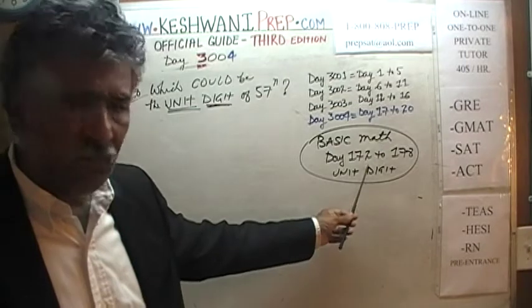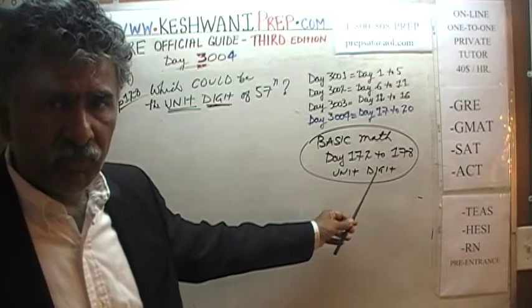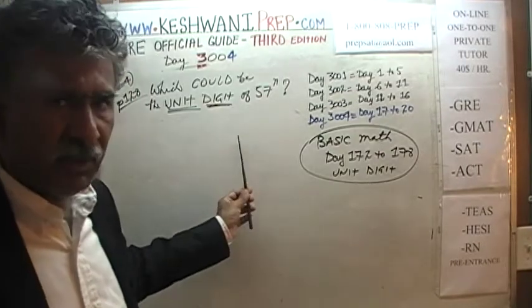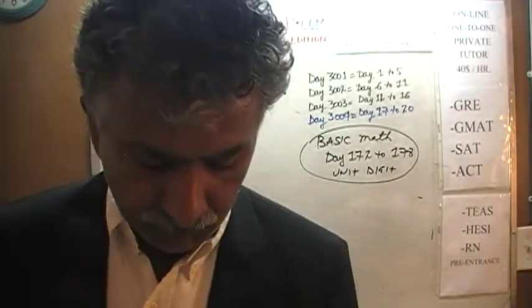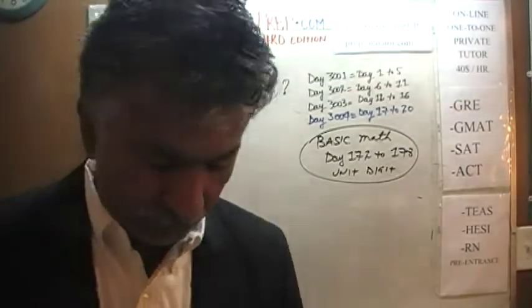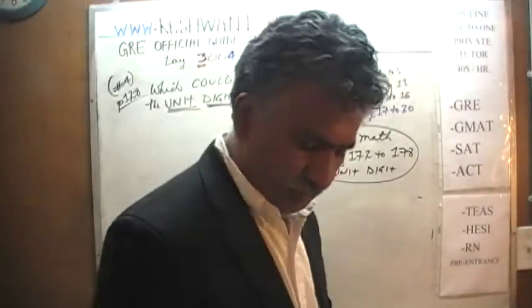And if you can do all of those problems dealing with the unit digits, you can do any problems in the GRE that you will encounter where they will ask you what is the unit digit of a given quantity. It is one of their favorite topics. It appears on a regular basis. Let's see what we can do here.